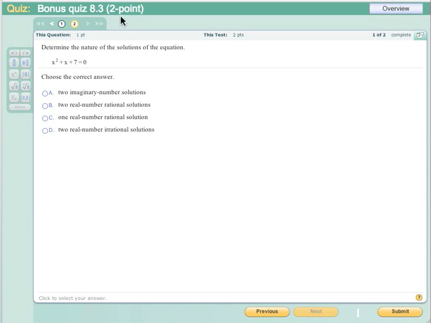And so here is the second problem. They're asking us to determine the nature of the solutions of the equations. And then they give us a quadratic equation here, and they give us some possibilities of what those solutions will be. They don't actually want us to find the solutions.